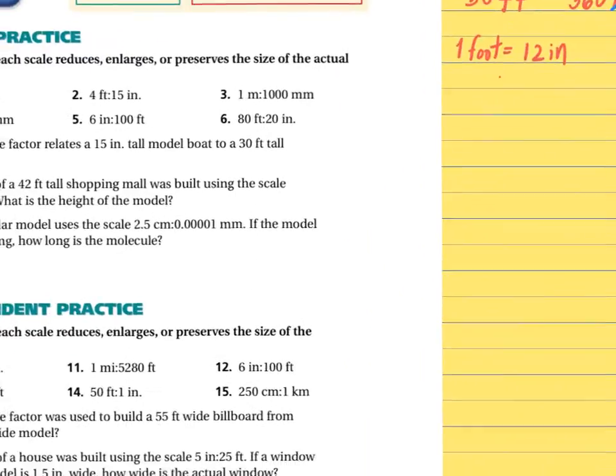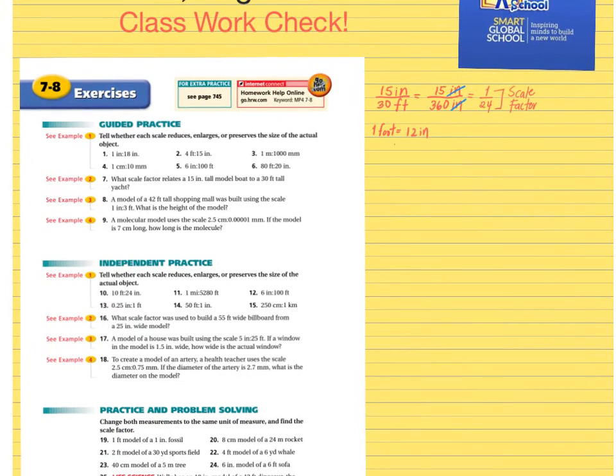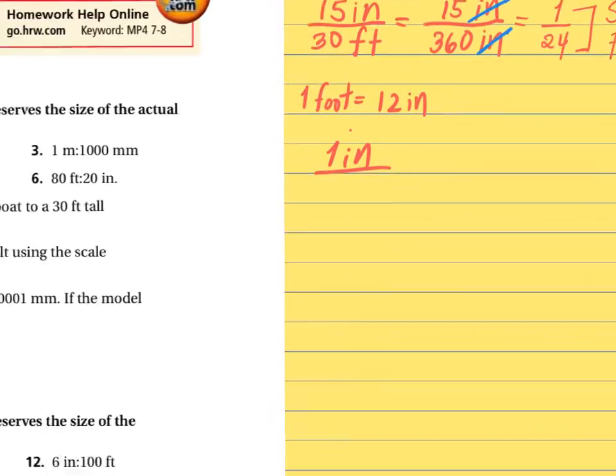Okay, let's continue working. Now in this case it is exercise number 8. In exercise number 8, it says a model of a 42 feet tall shopping mall was built using a scale of 1 inch equals 3 feet. What is the height of the model? Well, in this case, we need to find the missing measure. First, let's try to write the equation. First we do have the scale: 1 inch equals 3 feet.